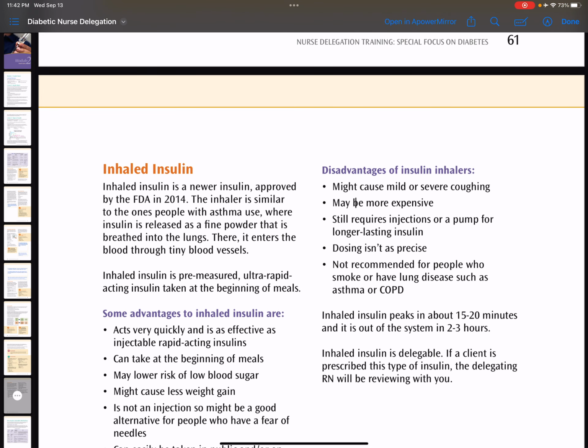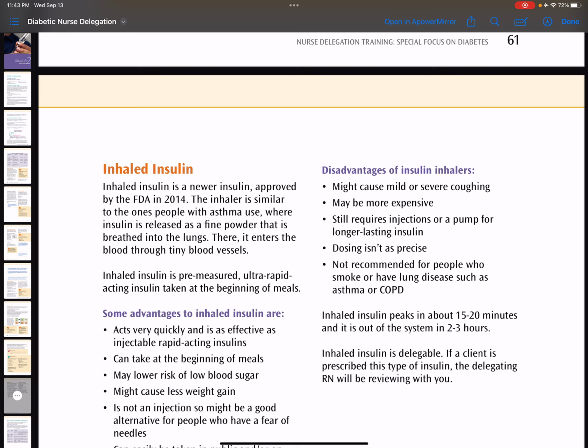Inhaled insulin is delegatable. You can get a delegation on it. Some advantages to inhaled insulin that are listed in your book are, they act very quickly and effectively, as an injectable rapid-acting insulin. The clients can take it at the beginning of the meals, and it lowers risk of low blood sugar and might cause less weight gain. It's not an injectable, so it might be a good alternative for people who have a fear of needles, and it can easily be taken in public or outings.